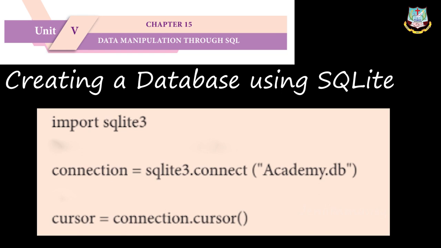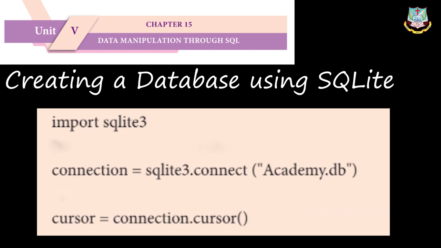It must be given inside double quotes, and dot db is for database, right? db stands for database only. So in connection you are giving the name academy.db. Here what happens, as I have already said, it will search the database, and if there is a database called academy, it will open it.